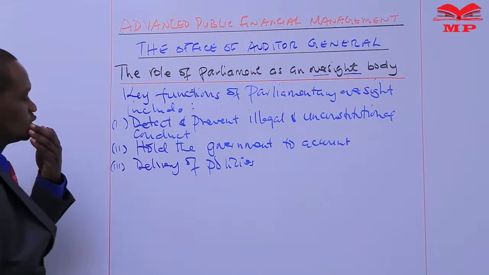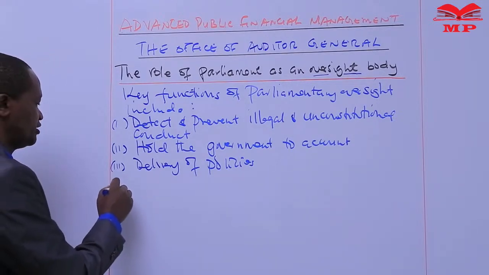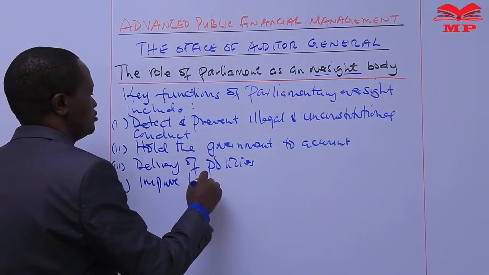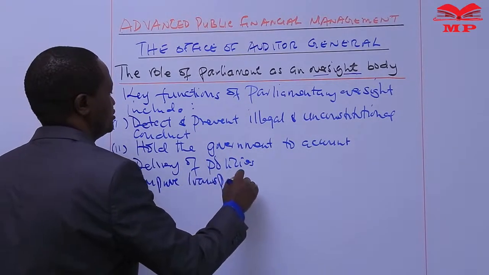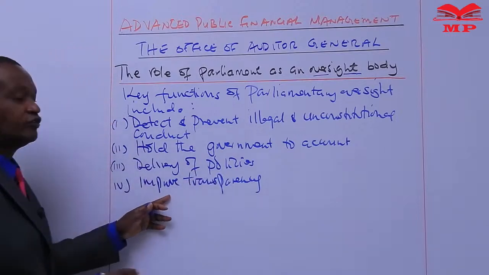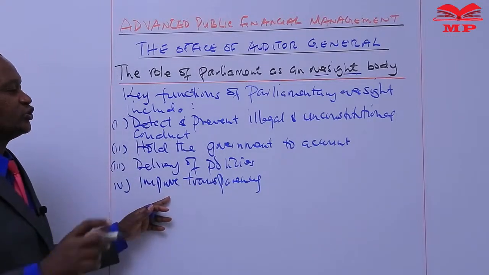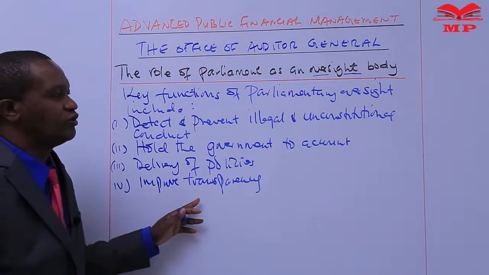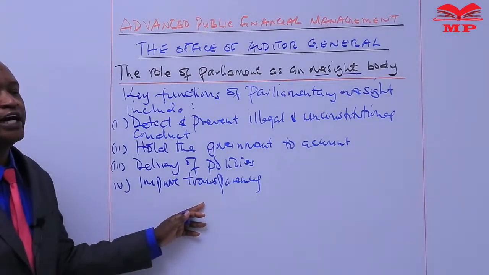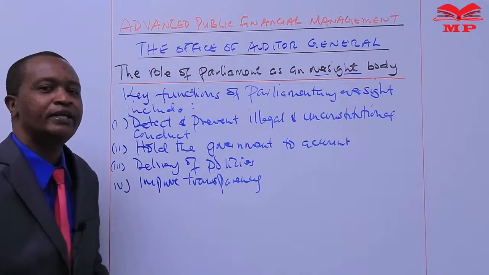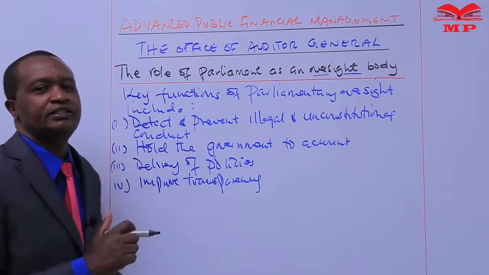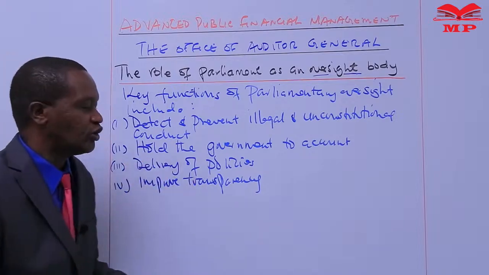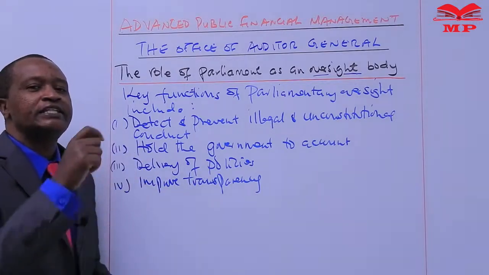Another key function is to improve transparency. Improve transparency. And this is transparency of government operations and also to enhance public trust in the government, which is itself a condition of effective policy delivery.